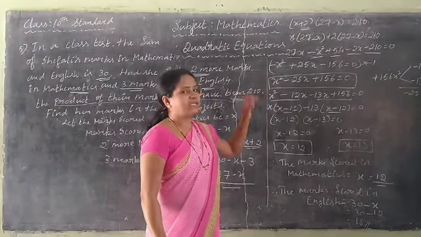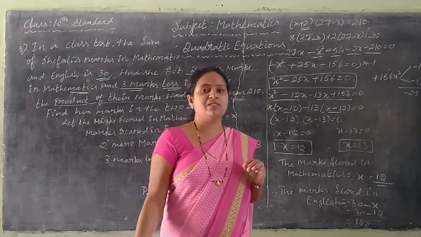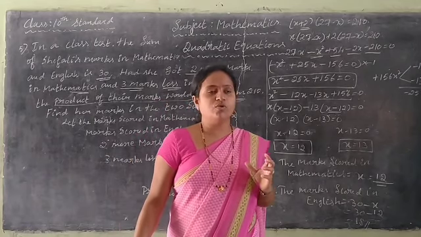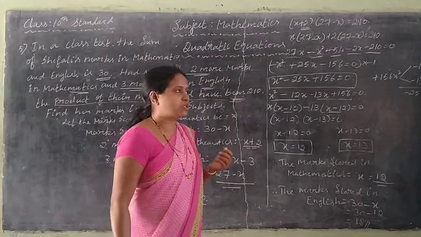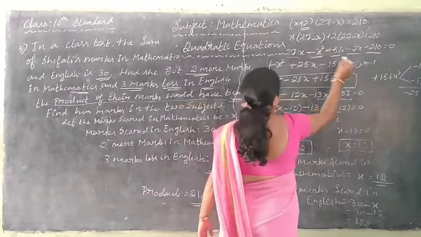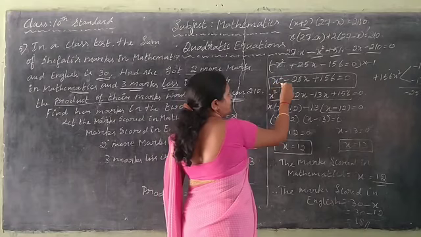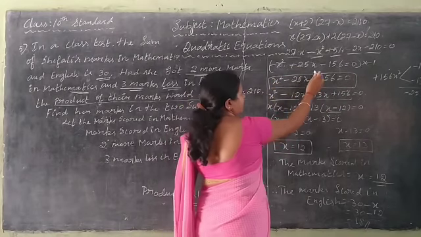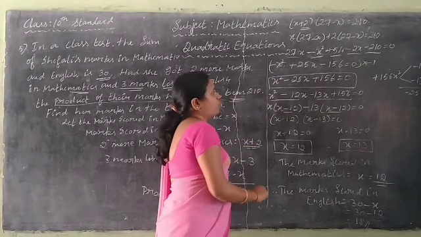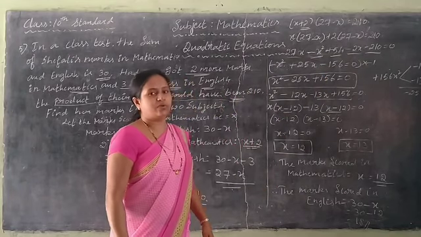But see, in the starting, children, the negative minus sign is there, that we will remove. So what we have to do? We have to multiply the complete equation by minus 1. So after multiplying, children, minus into minus is plus x square. In the same way, minus into plus is minus 25x, minus into minus is plus 156 is equal to 0.